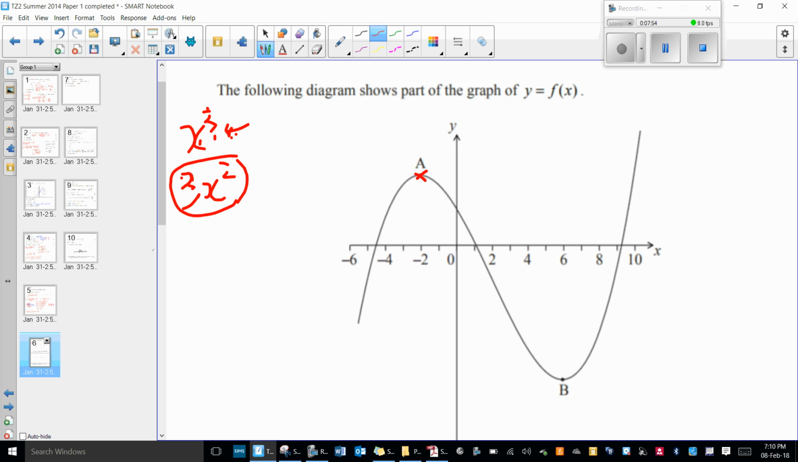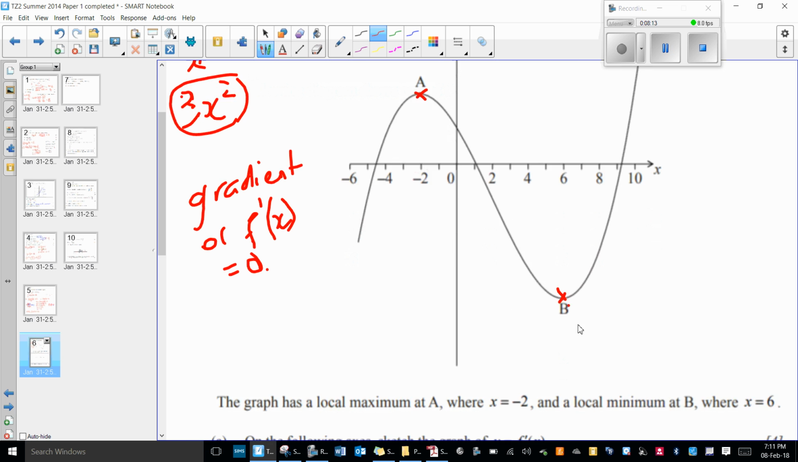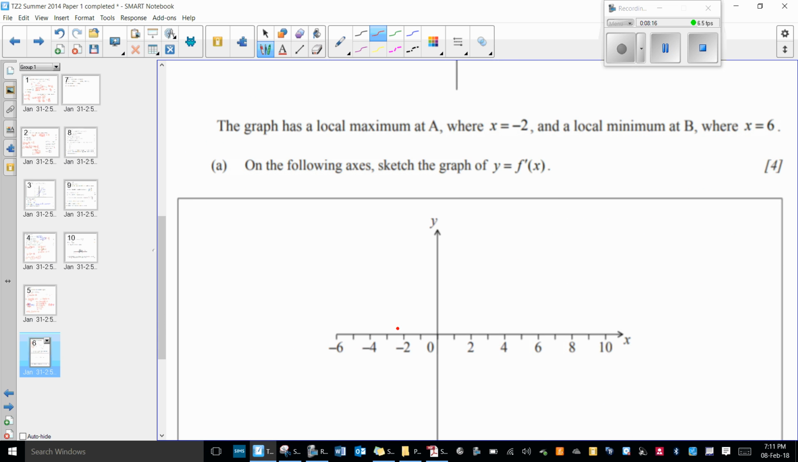Well, we know that's when the gradient or derivative, so f dash x, would be equal to 0. So that's going to happen at -2 and 6. So at -2 and 6, my derivative function is going to be 0. So basically, you just need to draw yourself a parabola.